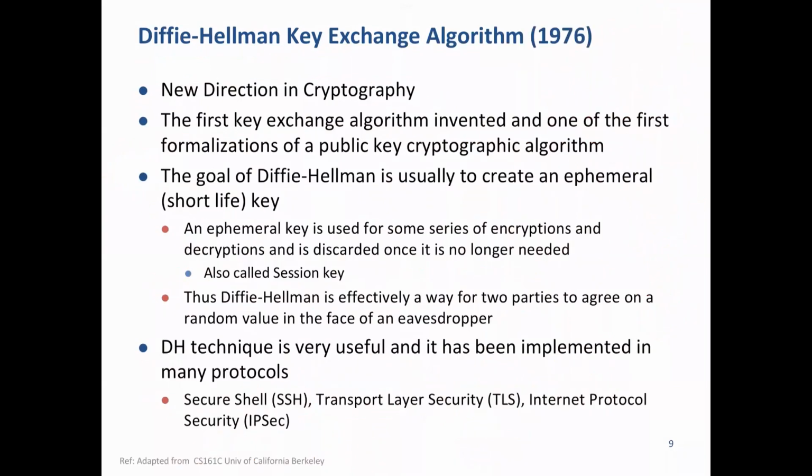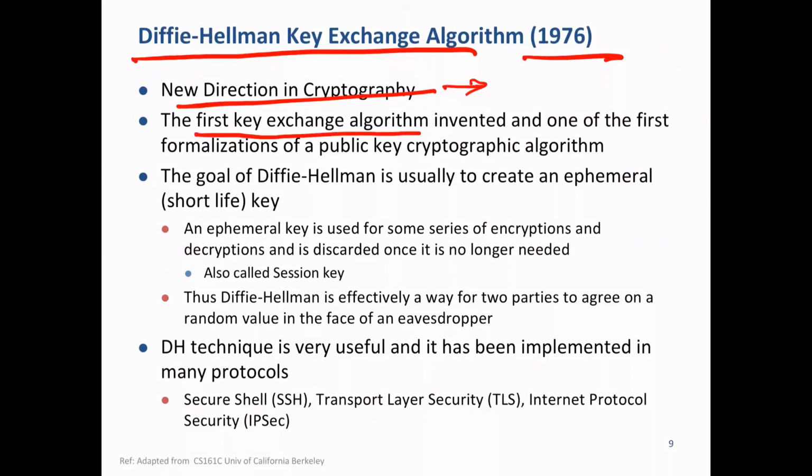All right, so the first important algorithm that came out in 1976 is called the Diffie Hellman key exchange algorithm. It's a new direction in cryptography. It is the first key exchange algorithm invented, one of the first formulations of public key cryptography. Subsequently, RSA and many others came.